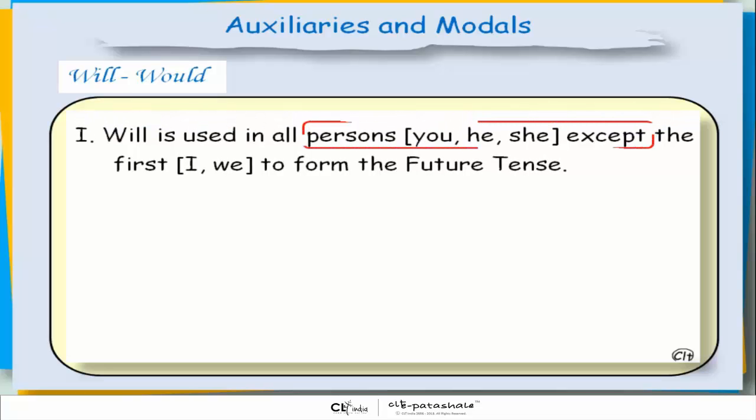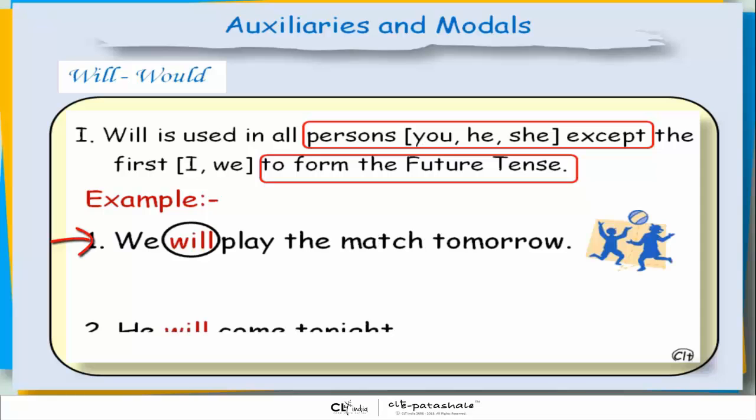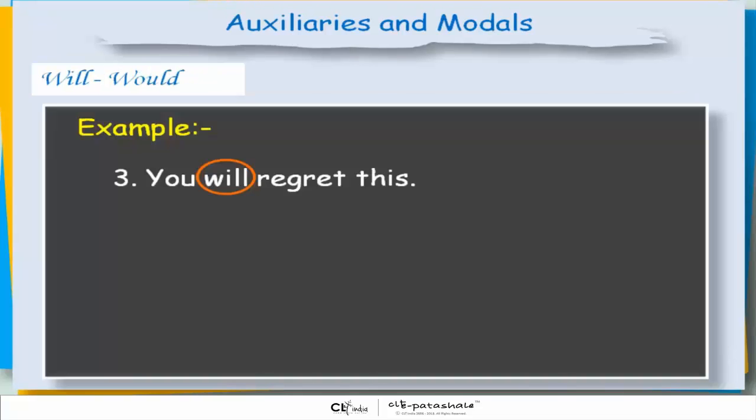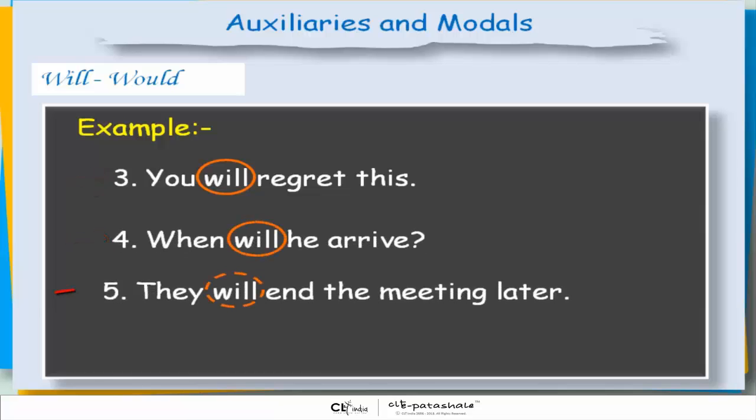Will and would. Will is used in all persons, you, he, and she, except the first person I and we, to form the future tense. For example, we will play the match tomorrow. He will come tonight. You will regret this. When will he arrive? They will end the meeting later. Click here for grammatical persons.